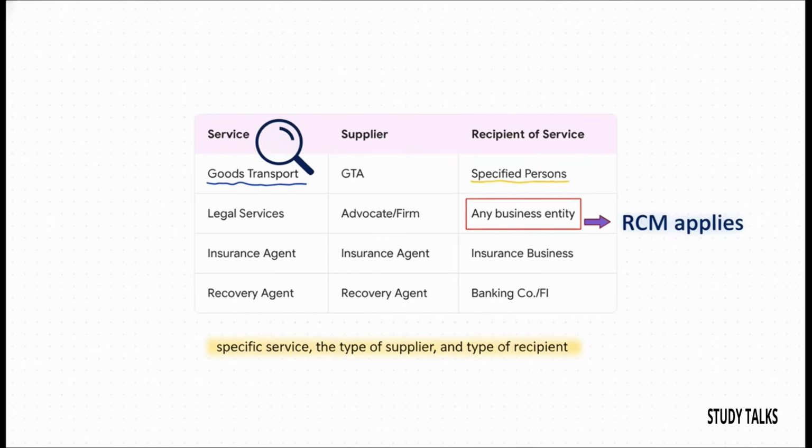Let's look at a few classic examples you'll see on the exam. Take a goods transport agency, or GTA. If they provide a service to a company, RCM is triggered. Or legal services from an advocate to any business entity, RCM applies. See the pattern here? It's always this special combo of the service, the supplier, and the recipient that activates the reverse charge.